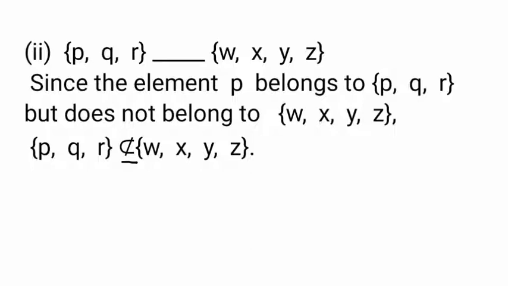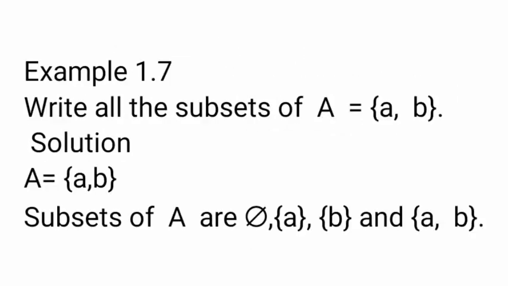Can you understand? Okay. Example 1.7. Write all the subsets of A equal to {a, b}. What is the question? Write all the subsets. Solution. Given set A equal to {a, b}, we have only two elements. The subsets are, first we write the empty set. Second, write one by one.